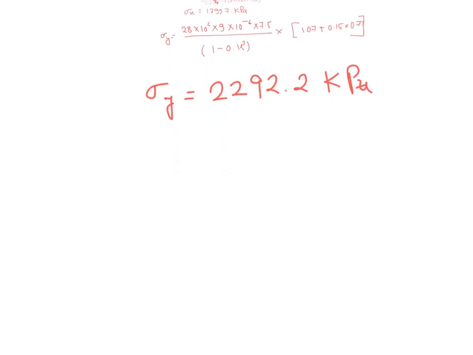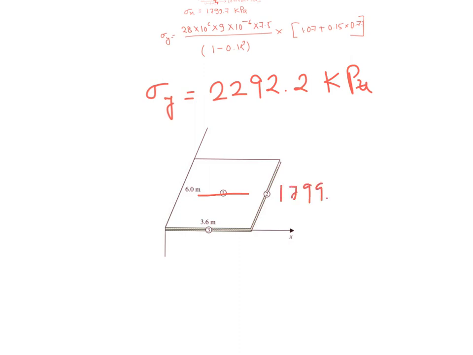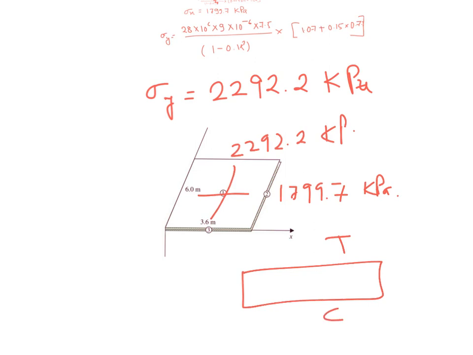So at the center, you have stresses in the x direction of 1799.7 kPa, and in the y direction of 2292.2 kPa. Now these stresses are applicable on both the top and bottom of the pavement slab, and at the top it will be tensile and at the bottom it will be compressive.